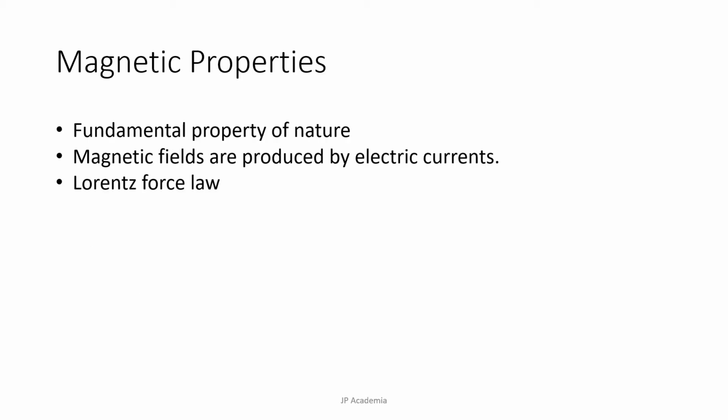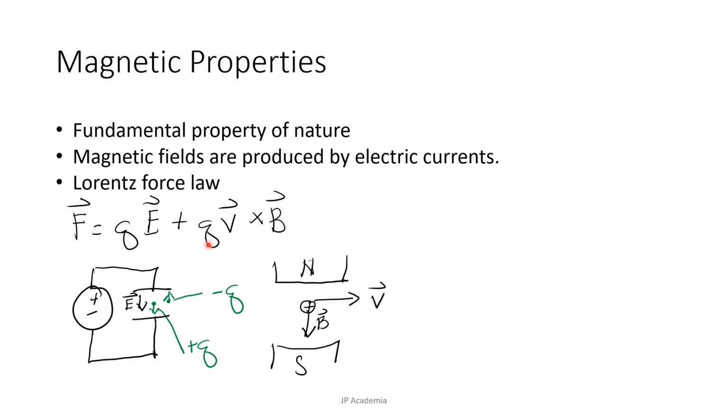Let's start by discussing the magnetic properties of matter. The magnetic properties of matter are considered a fundamental property of nature. Magnetic fields are essentially produced by electric currents, meaning any current, which can be macroscopic currents in wires or microscopic currents associated with electrons in atoms.